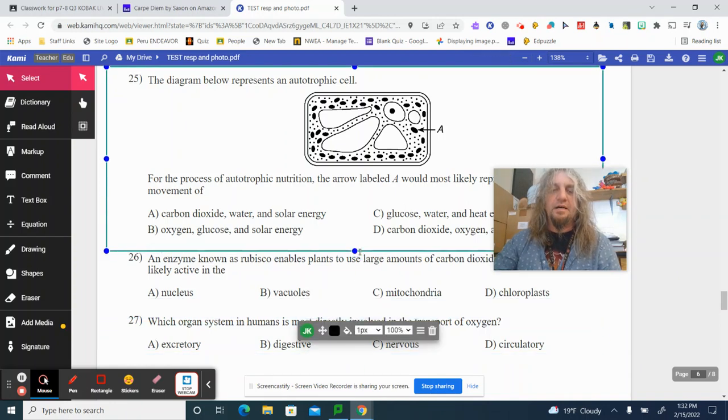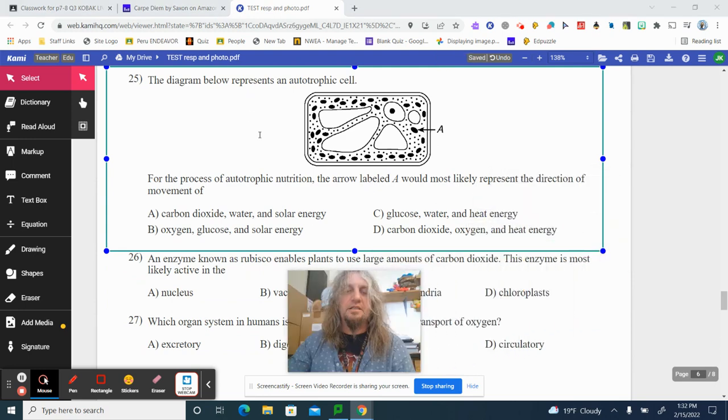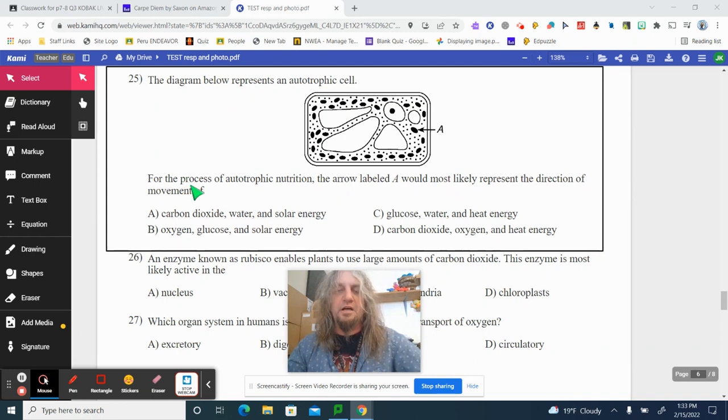Question 25. The diagram below represents an autotrophic cell. You see there's something labeled A. For the process of autotrophic nutrition, the arrow labeled A would most likely represent the direction of movement of A, carbon dioxide, water, and solar energy. B, oxygen, glucose, and solar energy. C, glucose, water, and heat energy. Or D, carbon dioxide, oxygen, and heat energy.